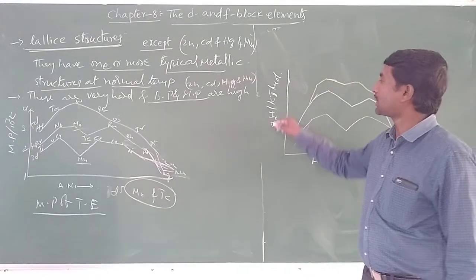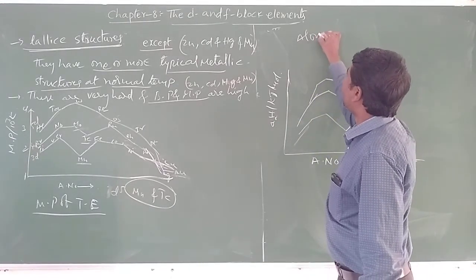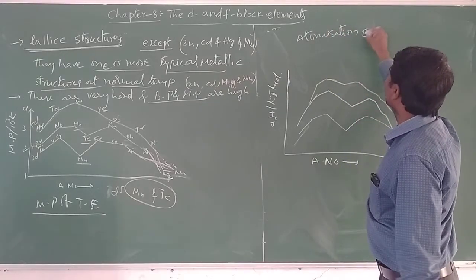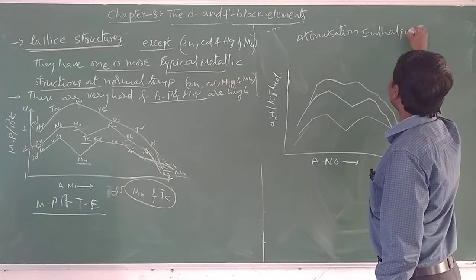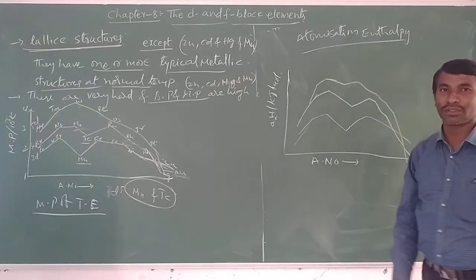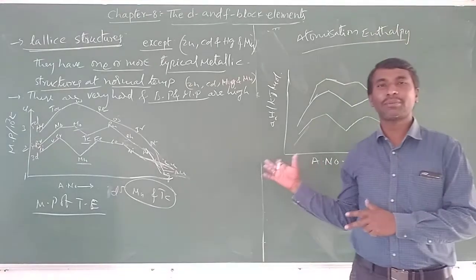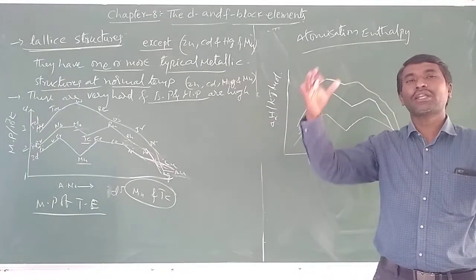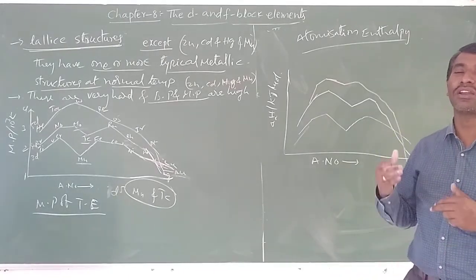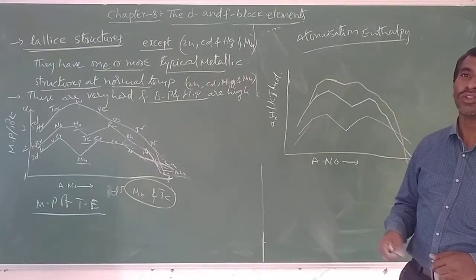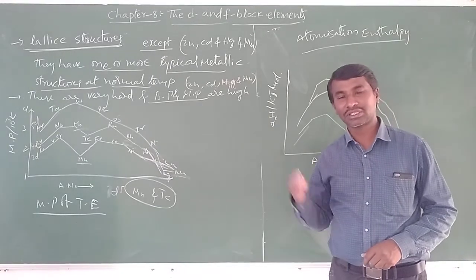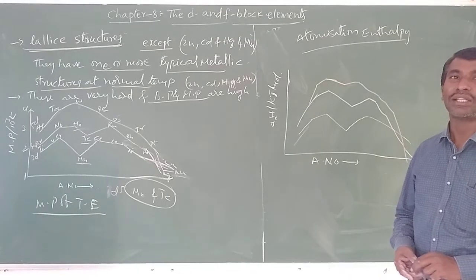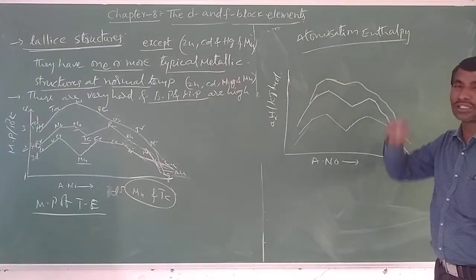Another one is atomization enthalpy. What does atomization enthalpy mean? Generally, all these transition elements are observed as a metal, which is one of the structures. To convert that structure into atoms, we need some energy. That energy is called atomization enthalpy.